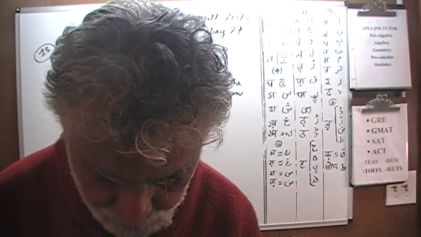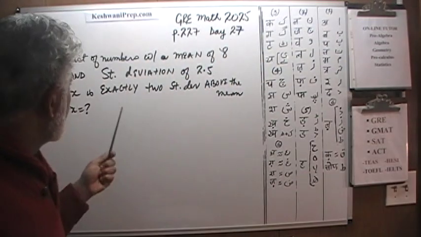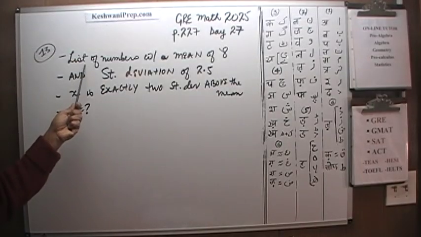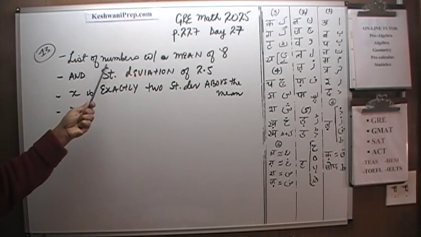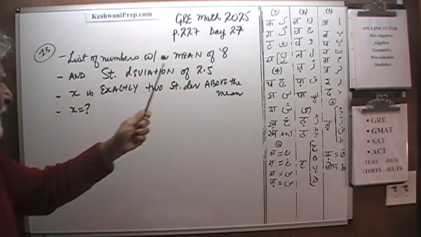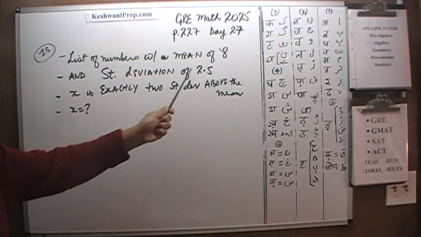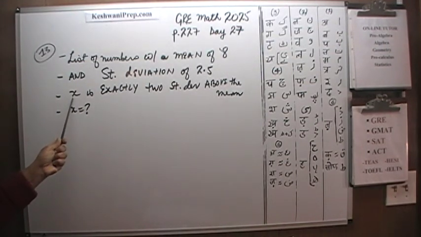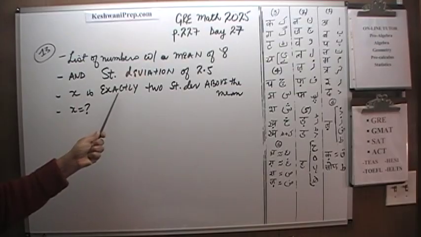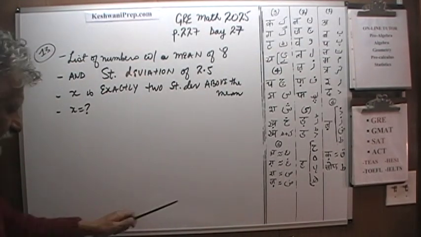The second problem that you see on that page, problem number 13, as you can see, is already on the blackboard. This is what the problem says. We have a list of numbers with a mean of 8. We know the average of these numbers is 8. We are further told that the standard deviation of these numbers is 2.5. The question simply is, we have some number x, which is located exactly 2 standard deviations above the mean. What is the value of x?